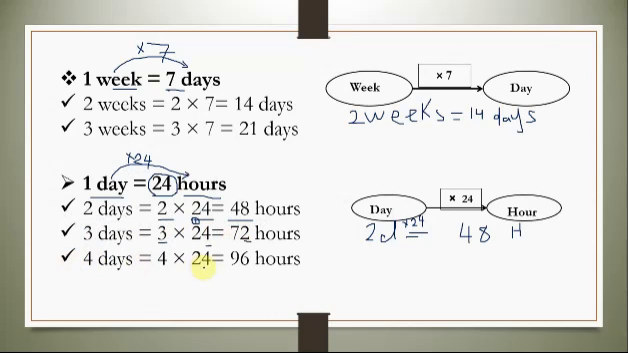And 4 days equals 96 hours. Why? Because 4 times 4 equals 16, so 6 and carry 1. 4 times 2 equals 8 plus 1 equals 9. So the answer is 96. So 1 day equals 24 hours, 2 days equals 48 hours, 3 days 72 hours, and 4 days equals 96 hours. Just know the relation between them and change.